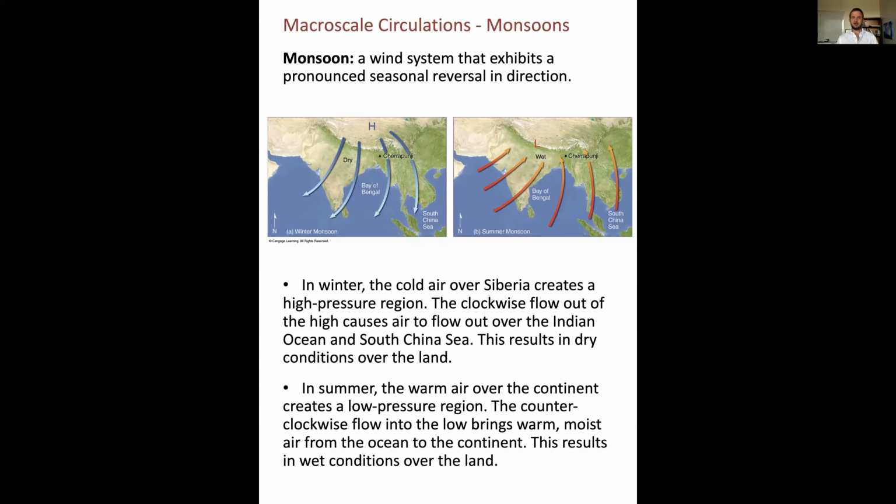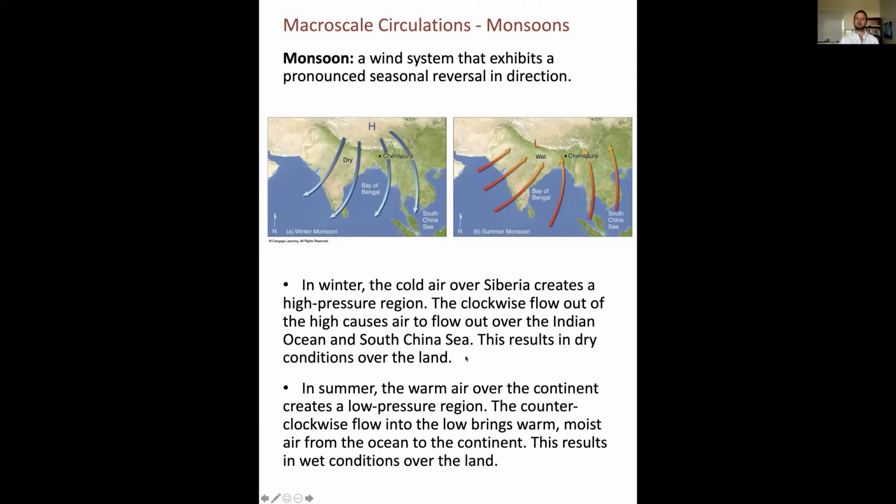Yeah, so the monsoon is a wind system that exhibits a very clear, pronounced seasonal reversal in direction. And it's associated, just like the sea breeze, with a difference in temperature between land and ocean, okay? In the winter, which is seen here on the left, you have a high pressure system over the cold and dry Siberian mainland and a low pressure system above the ocean. And that leads to a net flow from the land towards the ocean, because of the pressure gradient force.